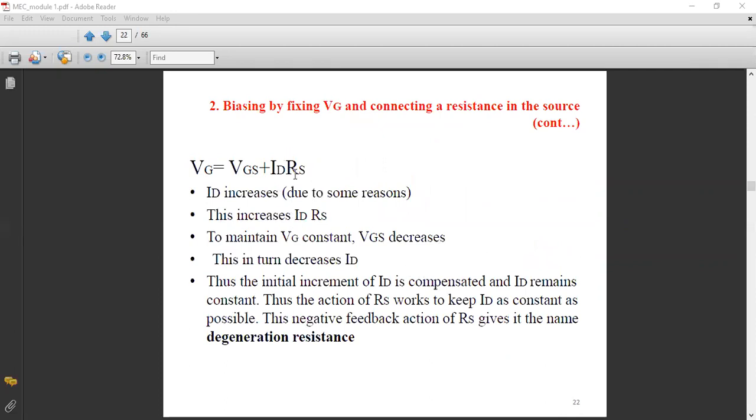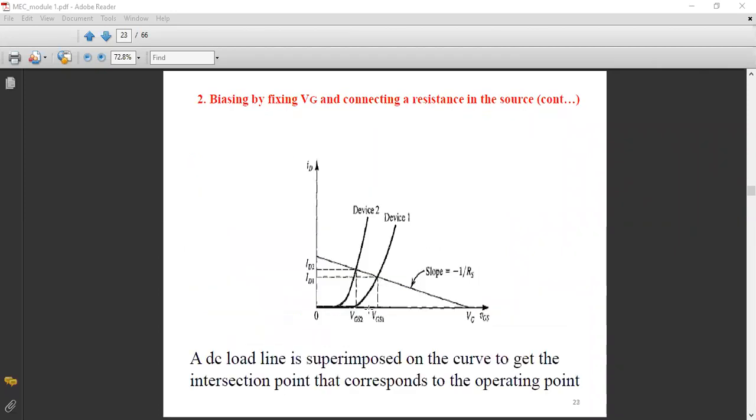That is, even though ID tries to increase for some reason, when ID increases, what will happen? IDRS increases. When IDRS increases, VGS has to decrease in order to maintain a constant VG. When VGS decreases, what will happen? The gate voltage is becoming less positive or more negative, because of which again the drain current will start decreasing. This is what is called the degeneration action, so the resistance is called the degeneration resistance.